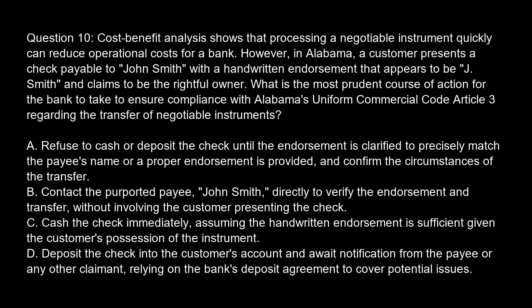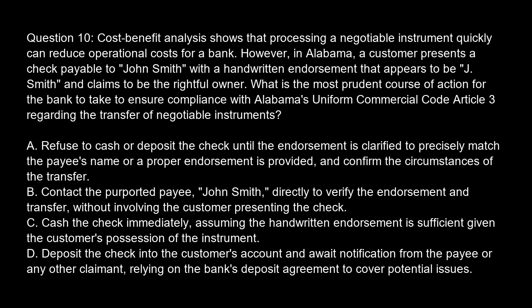Question 10. Cost-benefit analysis shows that processing a negotiable instrument quickly can reduce operational costs for a bank. However, in Alabama, a customer presents a check payable to John Smith with a handwritten endorsement that appears to be J. Smith and claims to be the rightful owner. What is the most prudent course of action for the bank to take to ensure compliance with Alabama's Uniform Commercial Code Article 3 regarding the transfer of negotiable instruments?